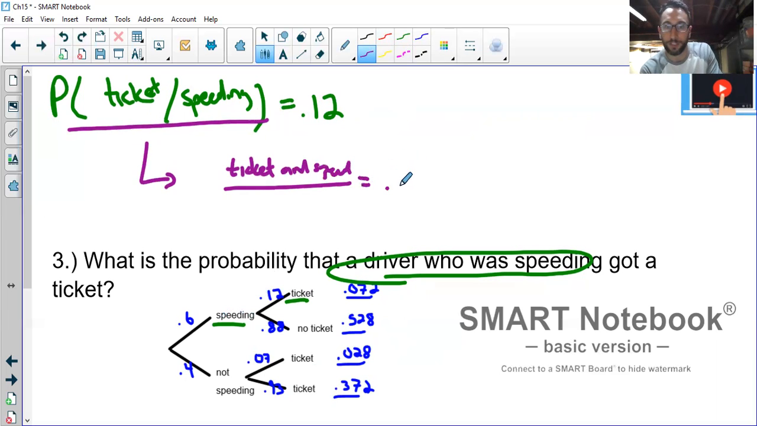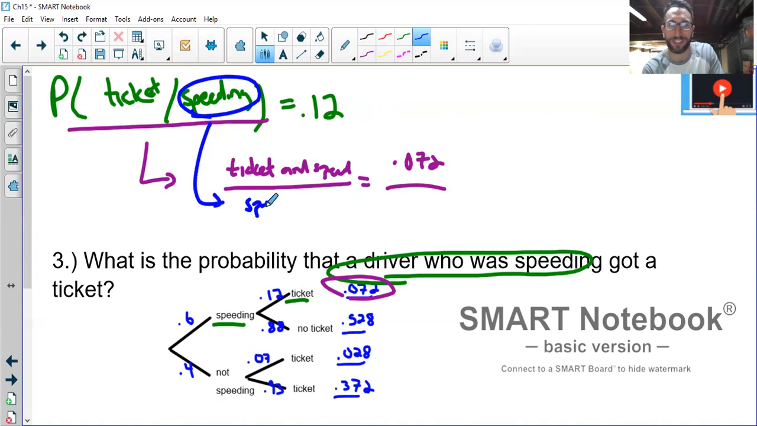So that's going to be this, right? Speeding and ticket, ticket and speeding. So we got 0.072. Our denominator, we know this number should kind of repeat. I did it again. What is happening? Sorry, it's really frustrating. So the denominator is going to be the total that's speeding.